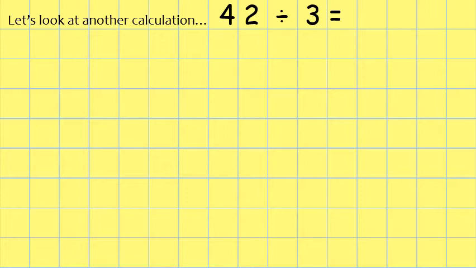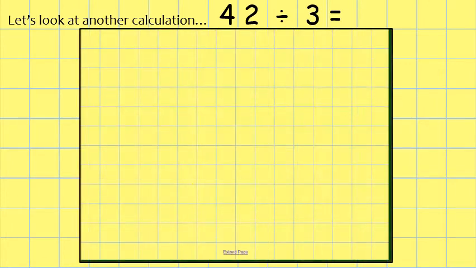Let's look at another calculation. So the calculation for this example, 42, and we're dividing it into 3 equal bits. So we need to know how many times 3 goes into 42. So writing our sum out, I'm going to use different colours, see if it helps us at all. It's not going to harm us. Oops, hang on, what am I doing there? Got the wrong number down.